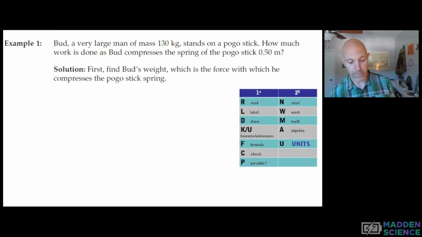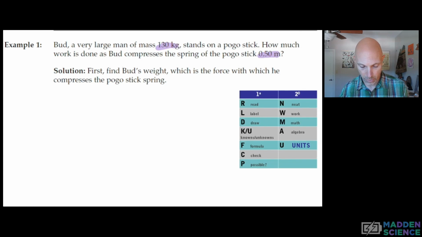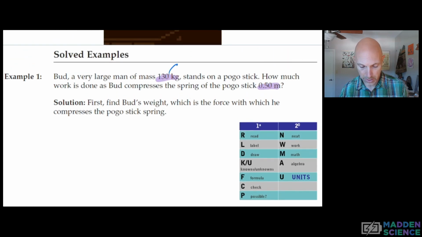We've got example 1. Bud, a very large man, mass of 130 kilograms. I think I'm like 90 kilograms, so this guy is quite a bit bigger than me, 50 or so percent bigger. He stands on a pogo stick. How much work is done as Bud compresses that spring, the pogo stick, by 0.5 meters? All right, let's label 130, 0.5. Now, what are these actual amounts? You've got to make sure this is a mass. This is distance.